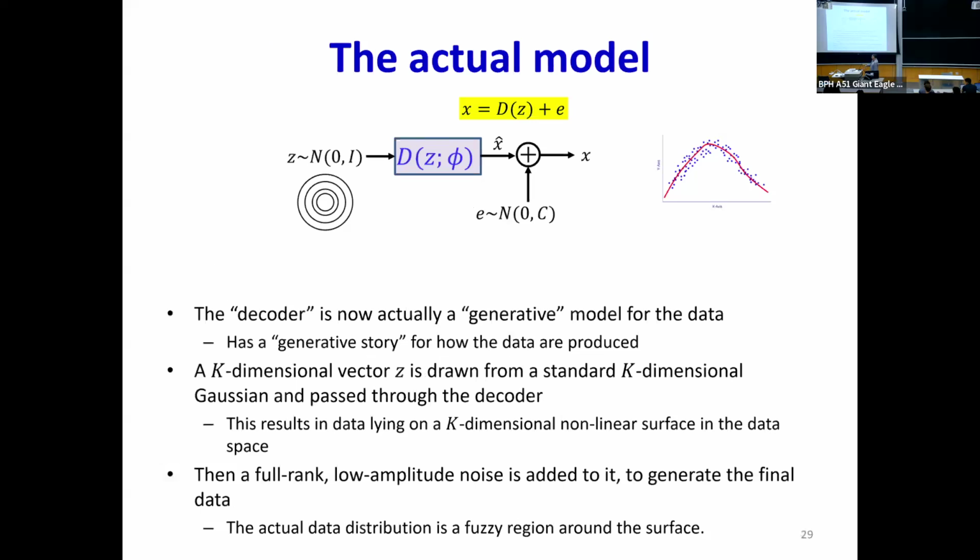And so now here is the whole model. The decoder is now a generative model for the data. It has a generative story for how the data are produced. You have some k-dimensional vector drawn from a standard k-dimensional Gaussian that's passed through the decoder. This results in data lying on some k-dimensional nonlinear surface in the data space. Then a full rank, low amplitude Gaussian noise is added to it to generate the final output. And the actual data distribution itself, according to this model, is a fuzzy region around the surface.